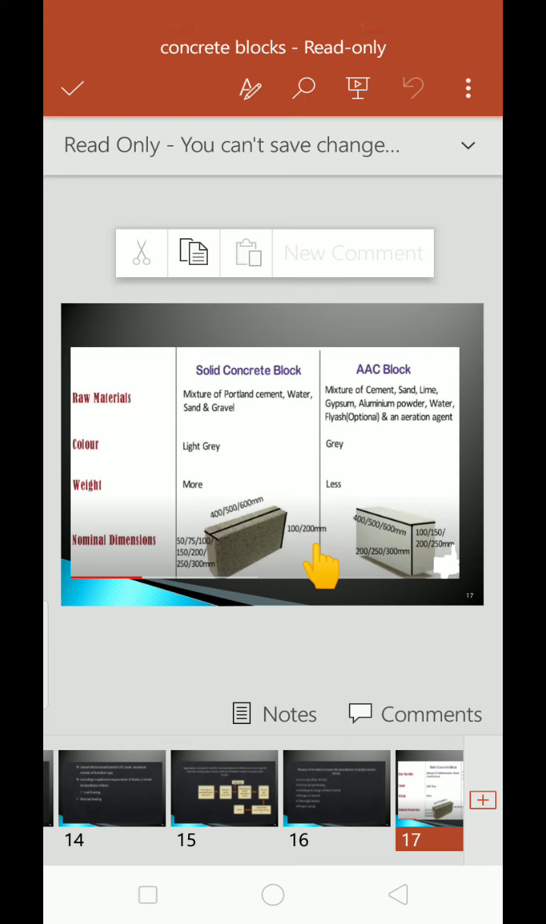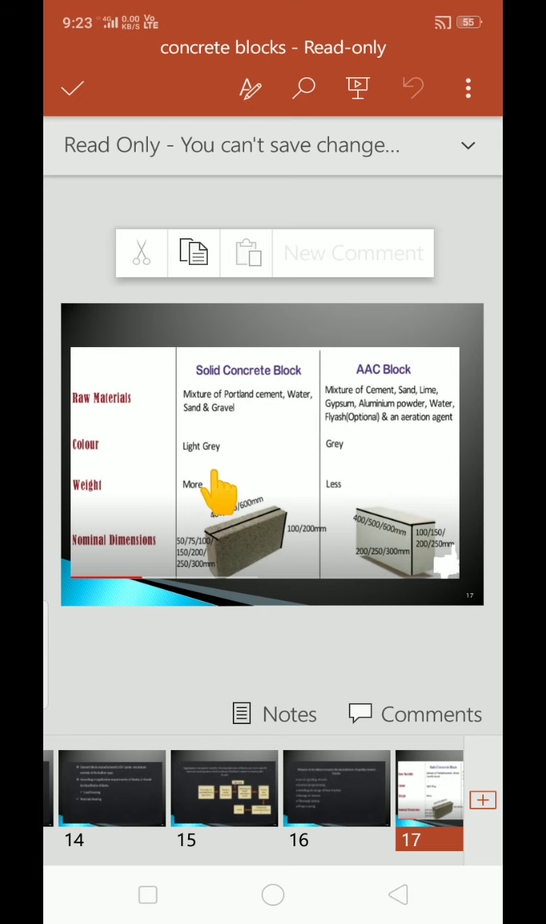Next one, this is the common difference between the solid concrete blocks and AAC blocks. It means autoclaved aerated cement blocks. Autoclaved aerated cement blocks contain cavities or openings inside them. If we speak of raw materials required, for solid blocks they are Portland cement, water, sand, gravel, and here cement, sand, lime, gypsum, aluminum powder, water or fly ash and aeration agent. So these are the raw materials required for the AAC blocks.